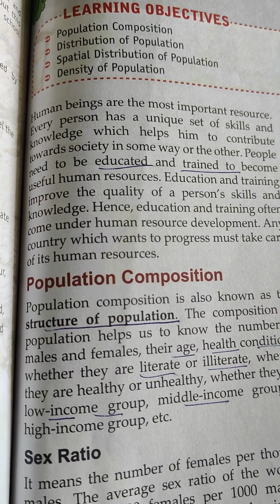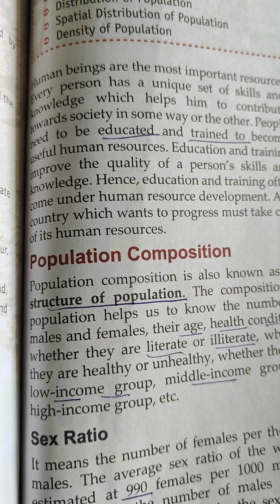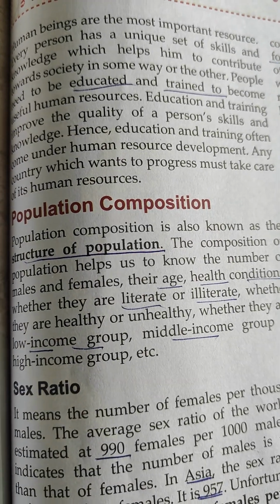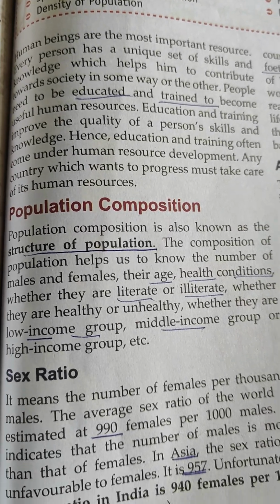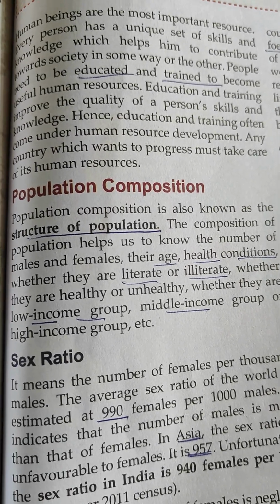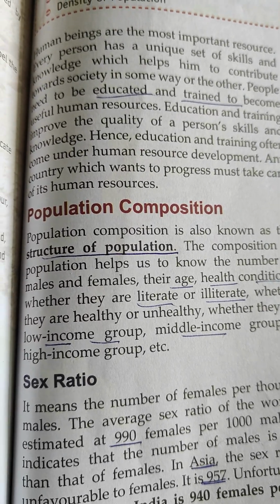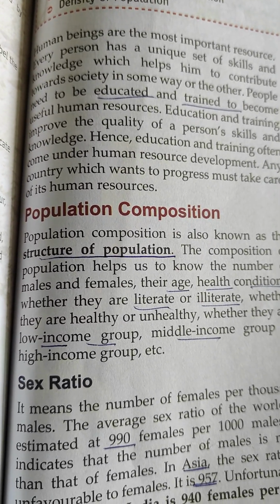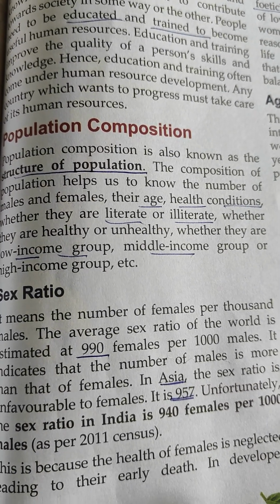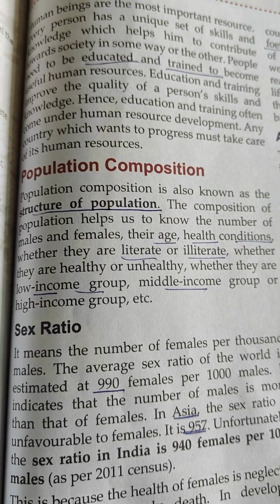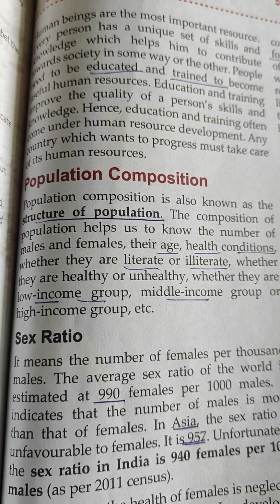In this chapter we know about the population composition, as well as we also call the structure. Structure means the age groups, different age groups, how they divide their work, health conditions, healthy, unhealthy, literate and illiterate, income groups, that we know by different terms. How can we calculate these things? And how can they affect the population change?